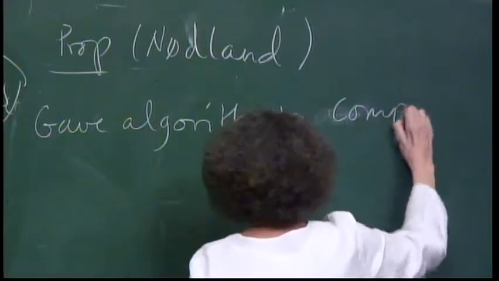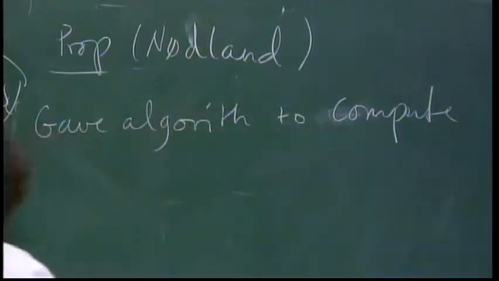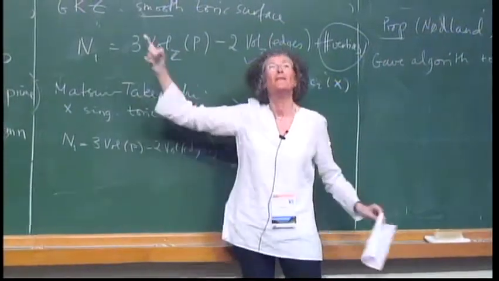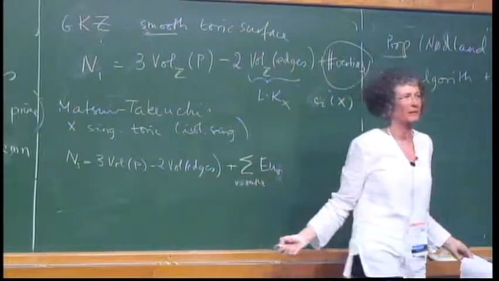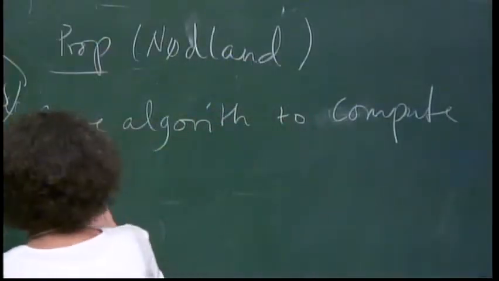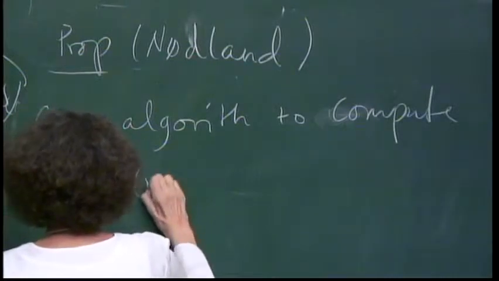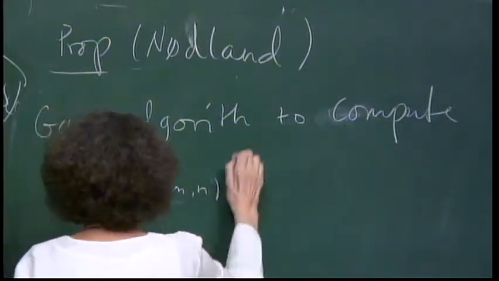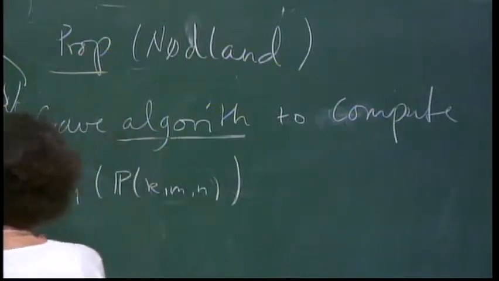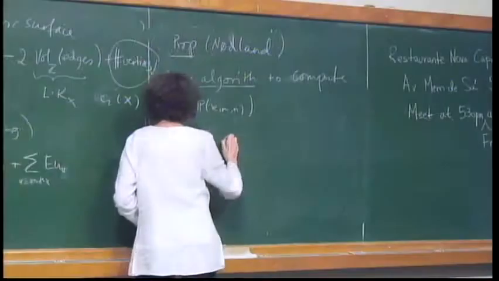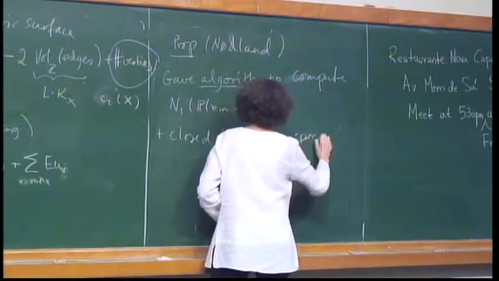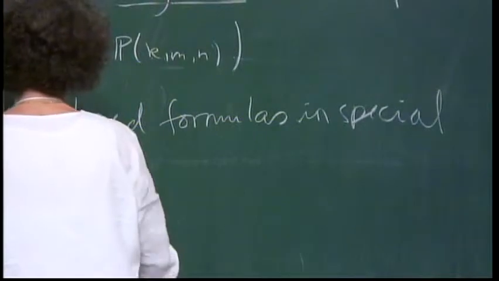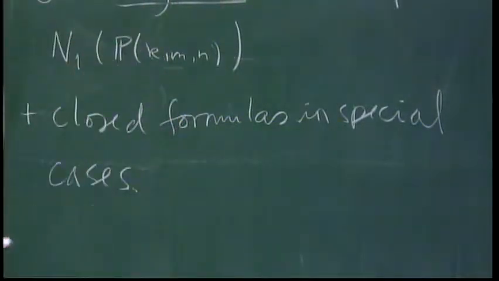Sorry, to compute, and we're still in the N1 case, I warn you. I mean, this is a far cry from getting anywhere in the general case, but we have to start somewhere. So N1 of, let's say, P, K, M, N, and he also gave closed formulas in special cases, depending on what these integers are. I see I have to hurry up.